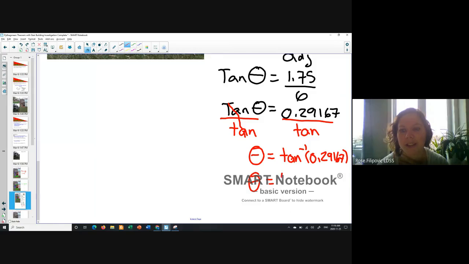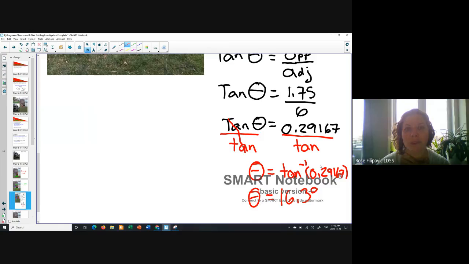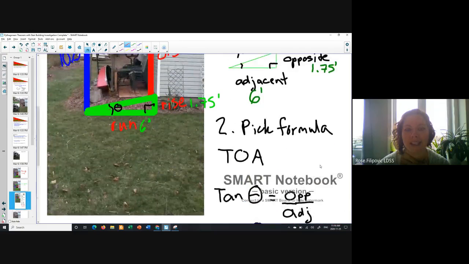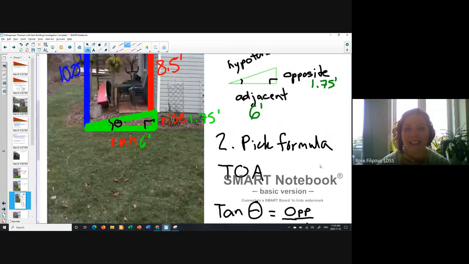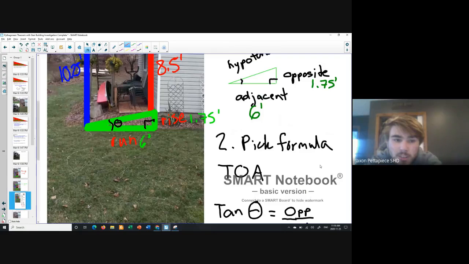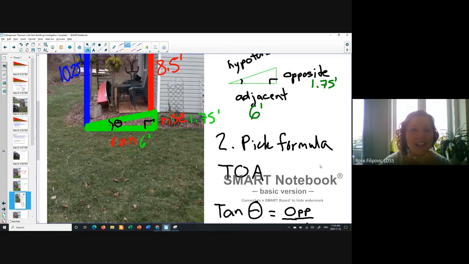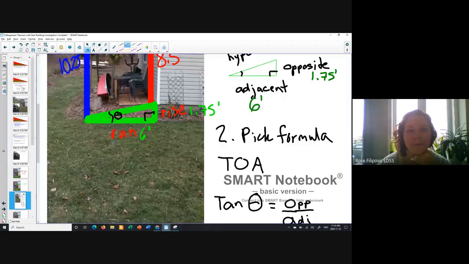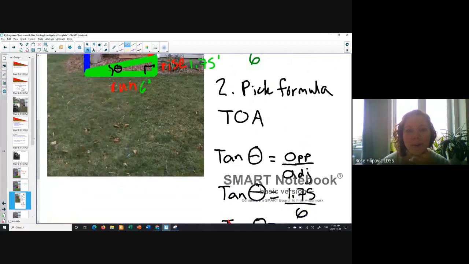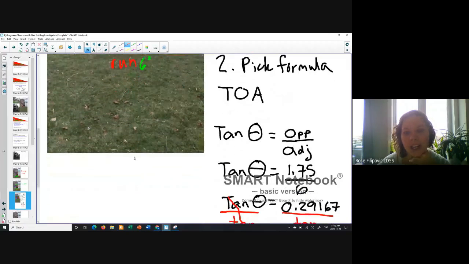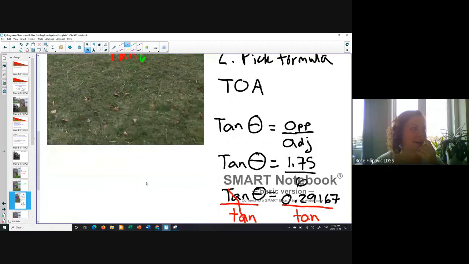Okay, so that tells me that angle theta is actually 16.3 degrees, which is a pretty huge grading. That's actually really big. No water getting in that basement. Most gradings for properties are like a 1.5 grading, and this is 16.